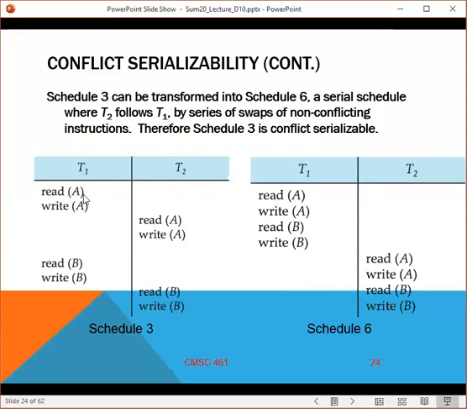interleave. We can't swap read A, write A, read A, write A, because they're both writing to the same thing. However, we can swap read A, write A with read B, write B, because they're working on different objects. So we can swap these around, and then we'd move this one down. And then we've got this equivalent schedule that's serializable. Now, again, Schedule 3 is not a serial schedule, but we can virtually make it into a serial schedule like this by virtually swapping. The database management system won't actually do that, but the fact that it could do that means that this is equivalent to a serial schedule, even though it's not a serial schedule.